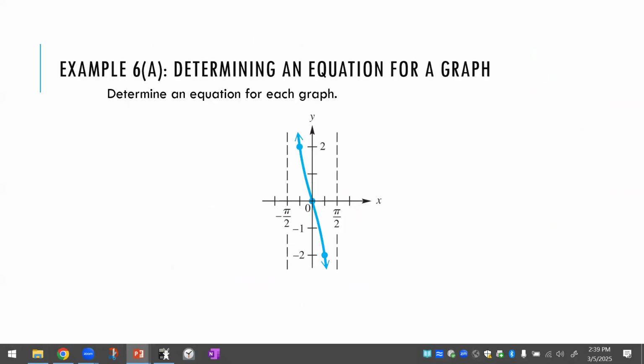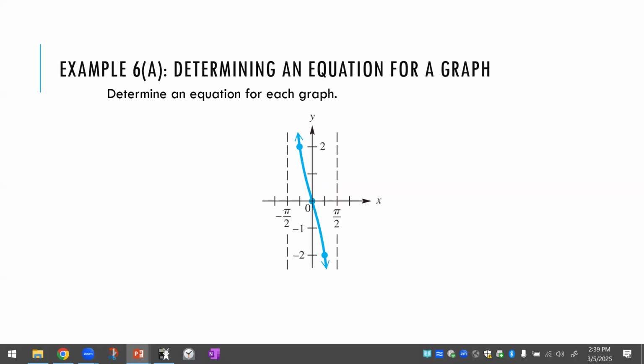Okay. Now, can we go backwards? Yes. I believe we can too. So the first thing we want to do when we're going backwards is to decide if it's tangent or cotangent. Look at the asymptote. It'll be tangent. Okay. It's a tangent that has been reflected. And what else?